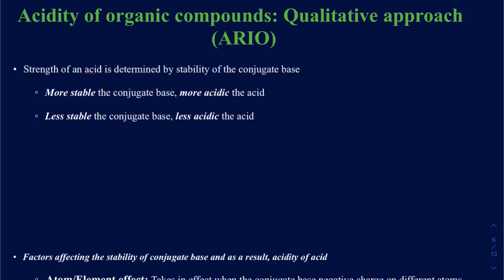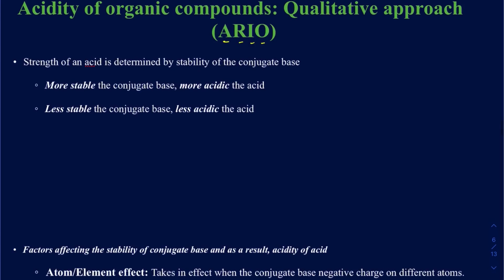So in ARIO effect, you're going to be looking at four different factors. The first one is the atom effect, resonance, inductive, and orbital. So we'll look at those one by one. And as far as the ranking goes, they roughly follow the same order. Like the atom effect predominates the resonance effect, and that dominates the inductive effect for the most part. Not always, however.